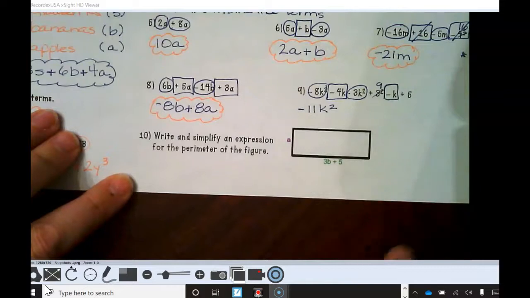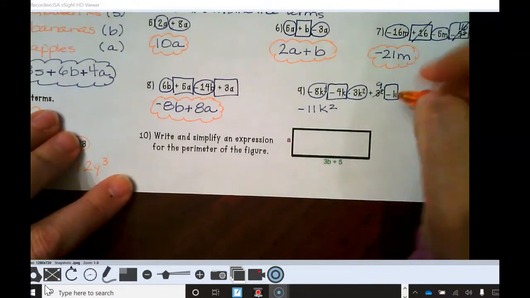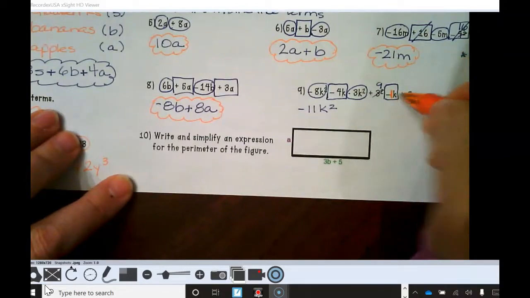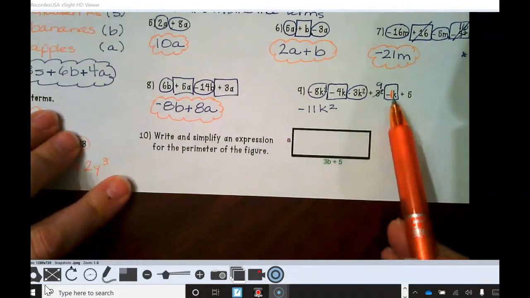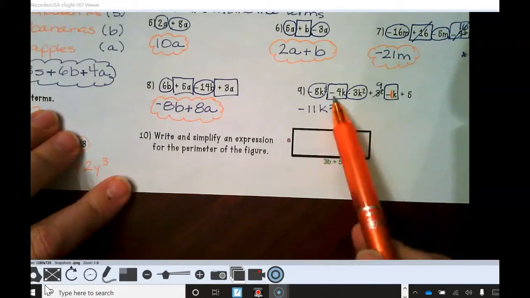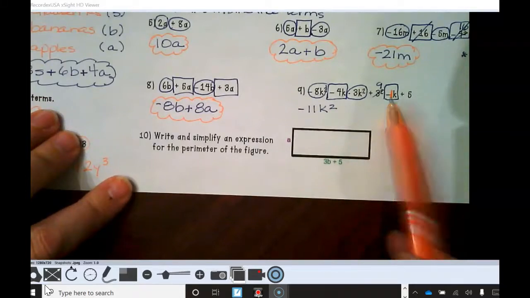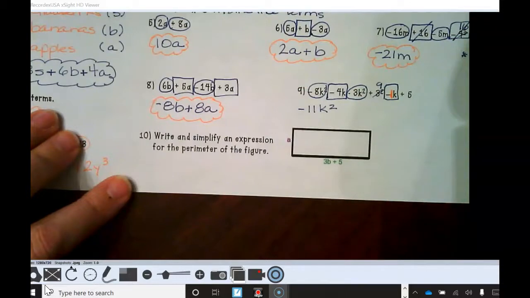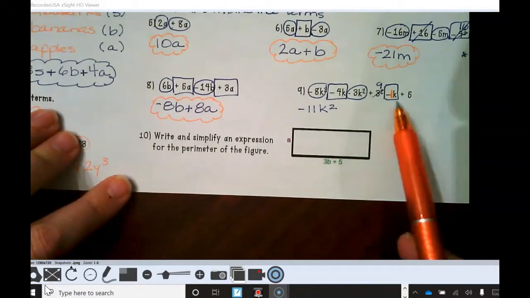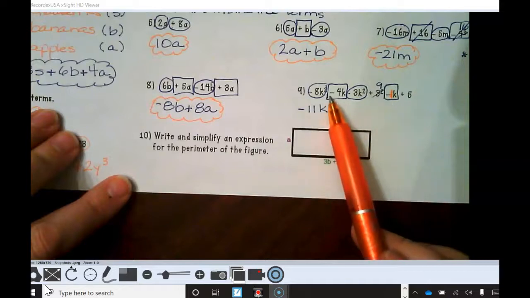minus a k. Now here's where that imaginary 1 comes in, guys. It goes right there, because what is 1 times k? K. But you have to really realize there's a 1 there. People get confused when they don't put the 1 at first. Later on, you won't need to write it. And in your final answers, it's better if you don't write it. It's technically not wrong, but better not to.